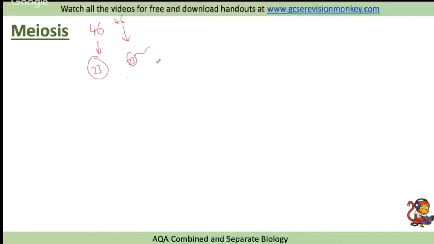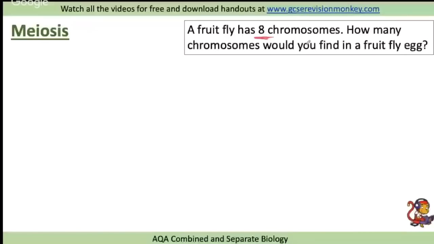They might ask you about a completely random animal, or they might even start talking about plants or something else. They'll probably keep it on animals, to be honest. But here we go. A fruit fly has 8 chromosomes. How many chromosomes would you find in a fruit fly egg? Well, it's exactly the same principle. If it's got 8 to start off with, in the egg there'll be 4, because there's half the number of chromosomes in the gametes.